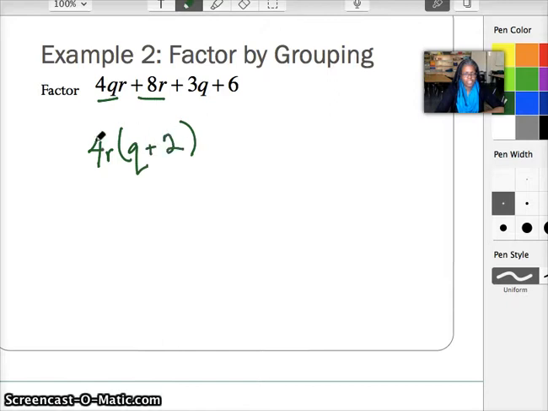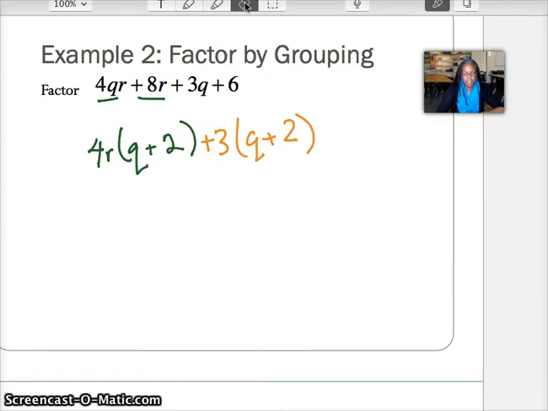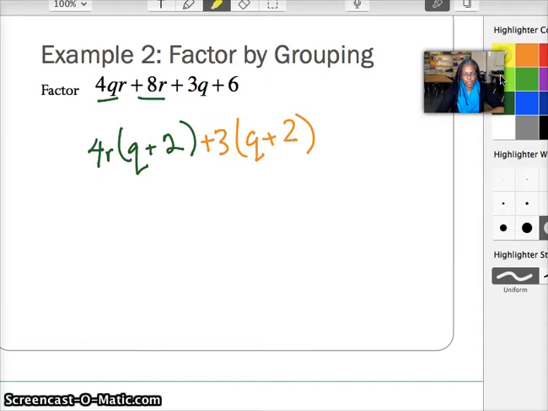Take a moment to make sure you see that you can multiply through and get back exactly what we had with these first 2 terms. Then next, I'm going to factor out of these 2 terms and just put a little plus sign here. Because this is positive, I'm going to factor a positive 3 out, and I end up with Q plus 2. The thing here that I want you to notice is the fact that we are left with a Q plus 2.